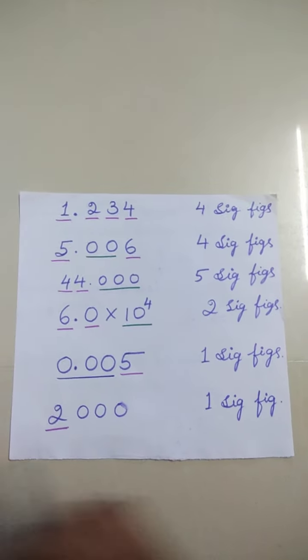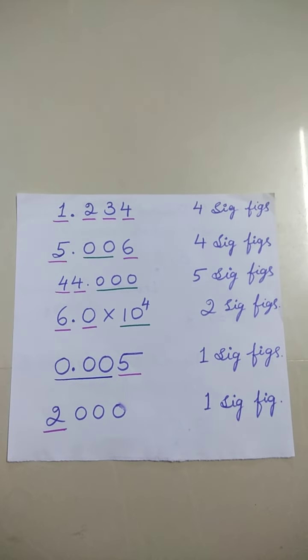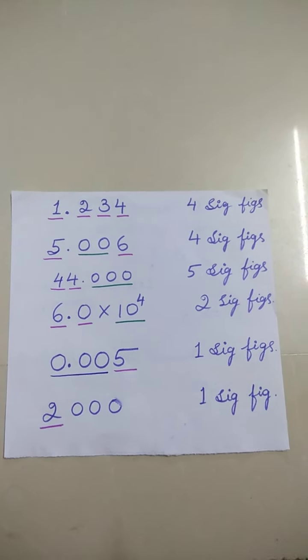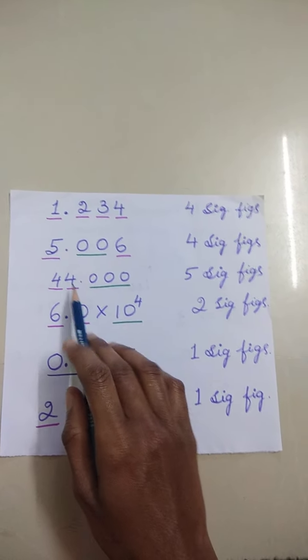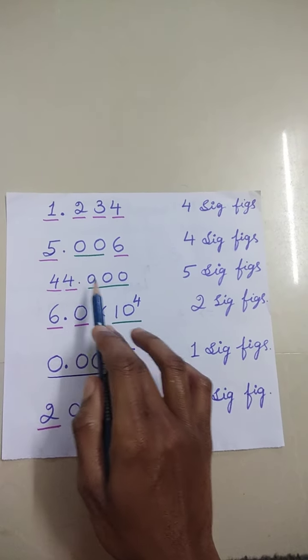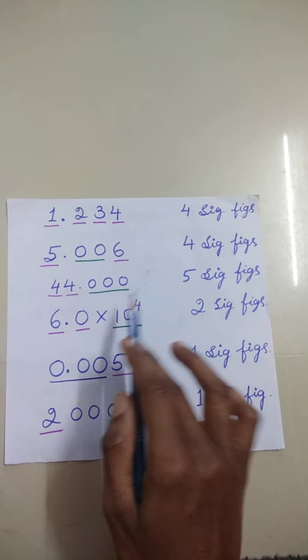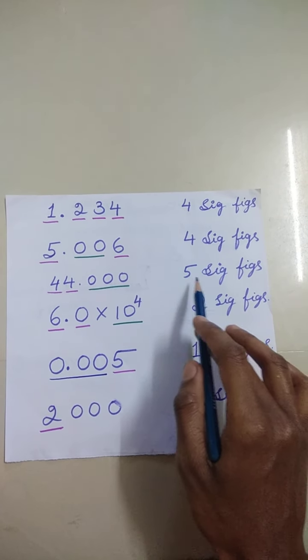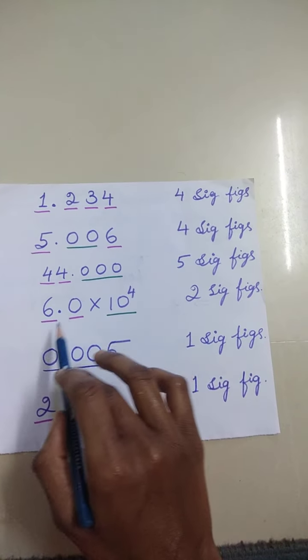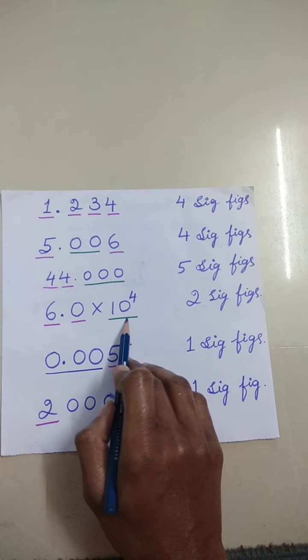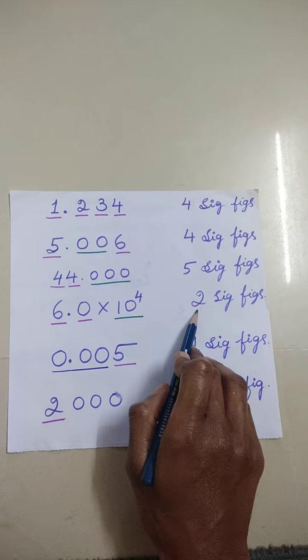5.006. Earlier I had shown 5.004. Here it is 6, but all are significant figures. Next is 44.000. So these are 5 digits and all are significant figures. 5 significant figures. Next, 6.0 × 10^4. These are 2 significant figures.